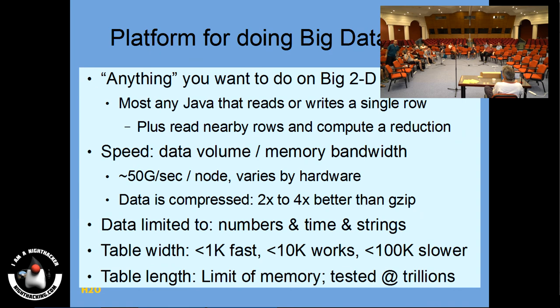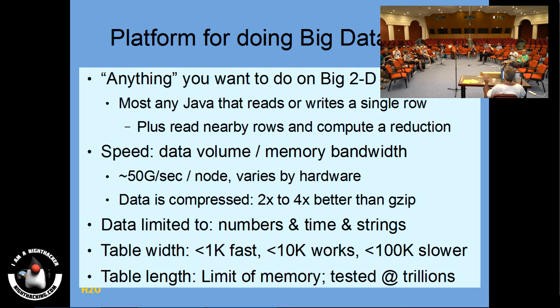So what I'm looking at for the big data thing here is operations on big 2D tables. Any Java that reads or writes a single row going across, where the rows going across are going to be features in the real world typically, and observations going down, like clicks, like stock market ticker transactions, like credit card swipes, events of some kind.